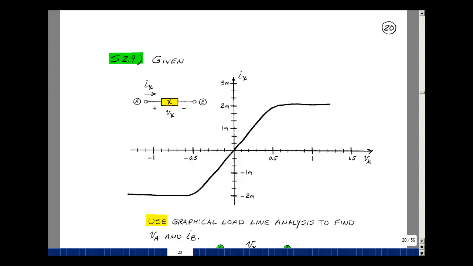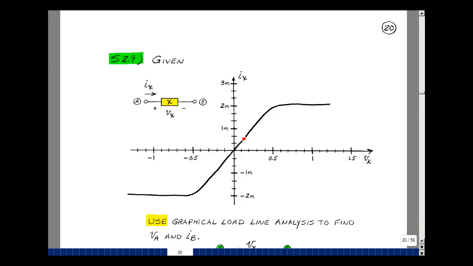This lesson deals with Supplemental Problem 2.9. You can find this problem in the ECE302 ebook in the Chapter 2 Supplemental Problems, starting on page 20. Suppose that we have an element, I'll call it X. If you plot the voltage across it and the current through it, it has this nonlinear shape.